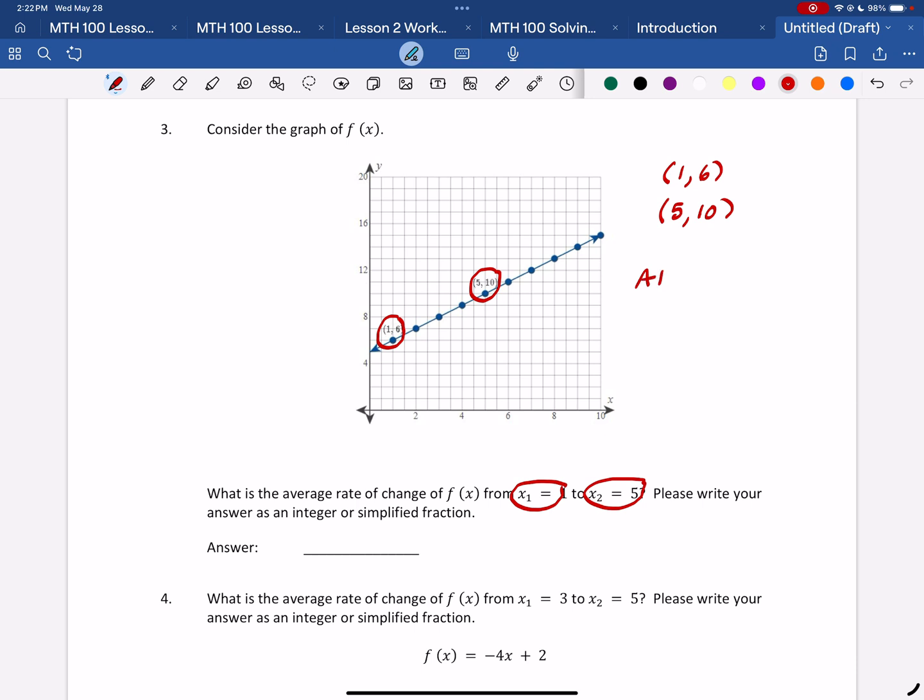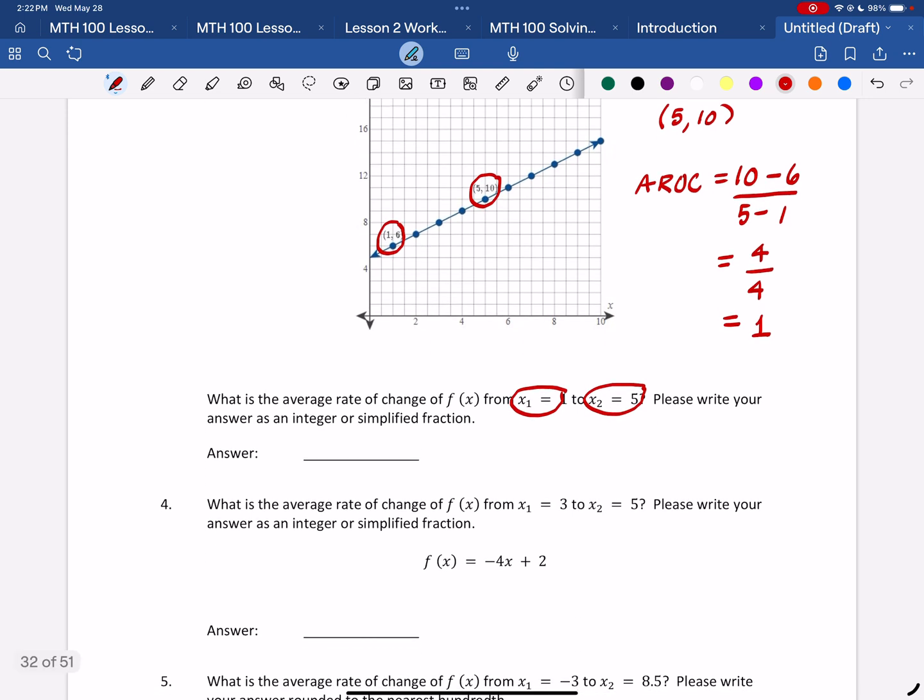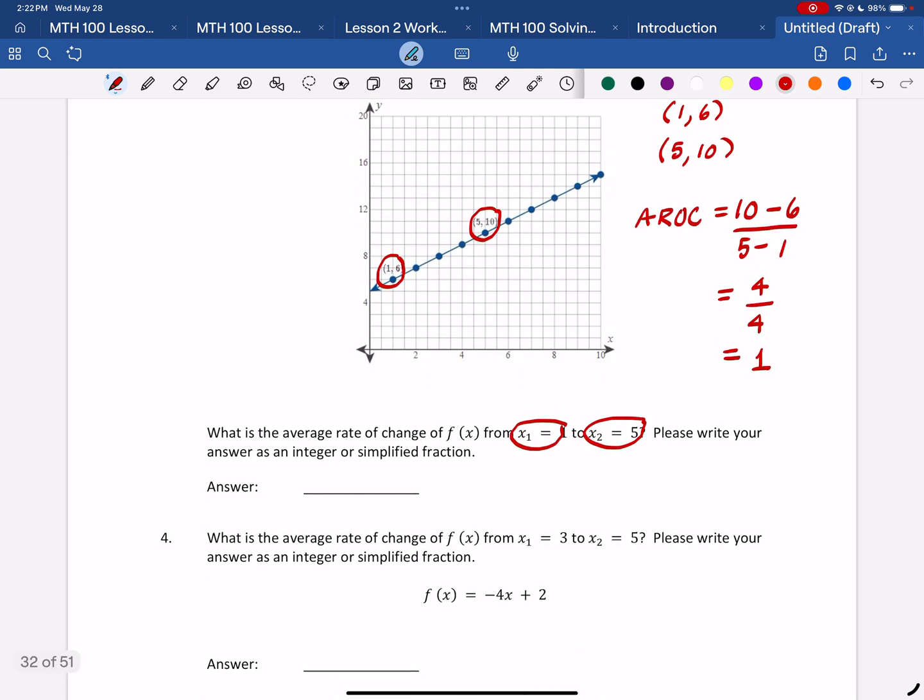So our average rate of change, the second y, 10, subtract the first y, 6, divided by the second x, 5, subtract the first x, 1. So it's 4 fourths, which reduces to 1. So our average rate of change here is 1.